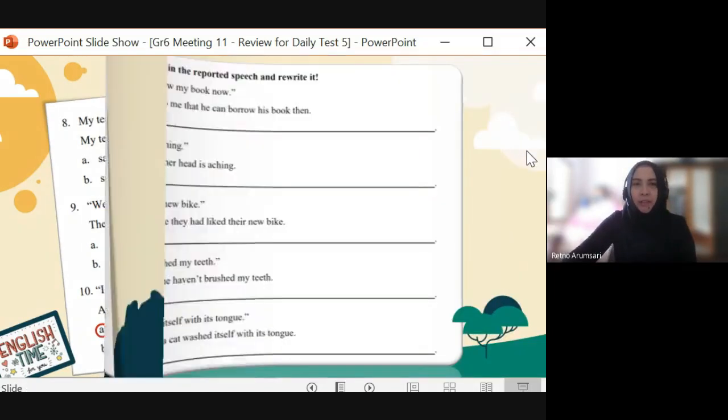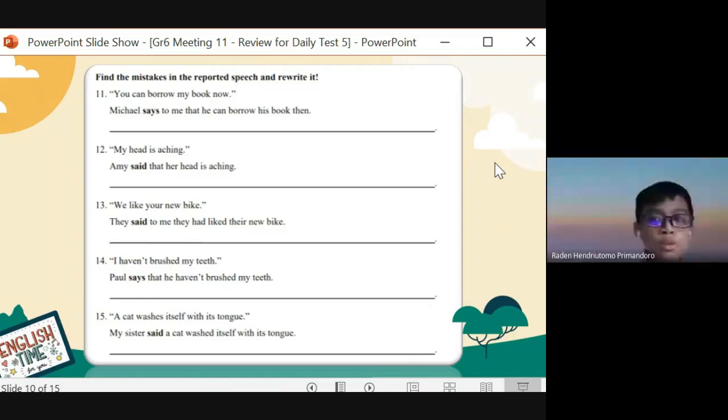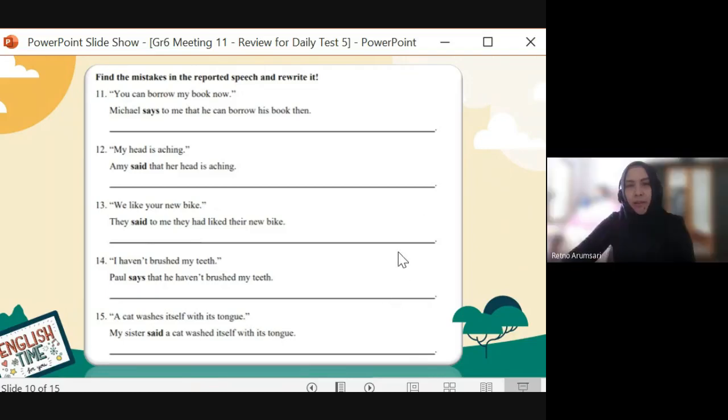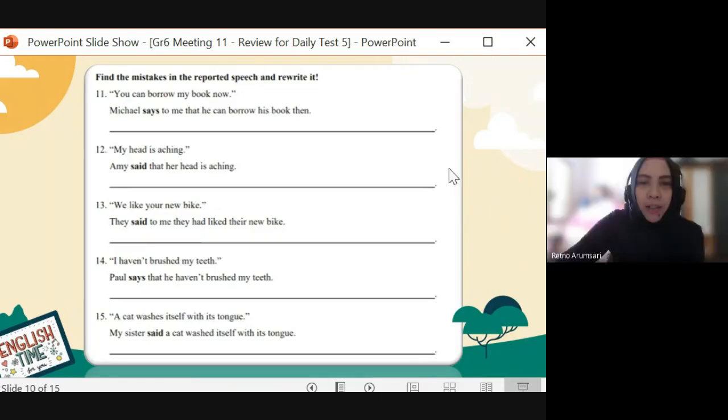Now, part 2. Any questions so far, 6D? No? Okay. Part 2: find the mistakes. You don't have to rewrite the whole sentence. You just cross out the mistake and write down the correction. You don't have to write down the whole reported sentence, to make it faster. All right.